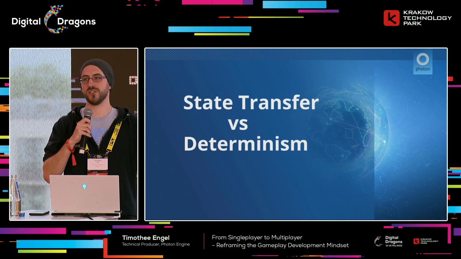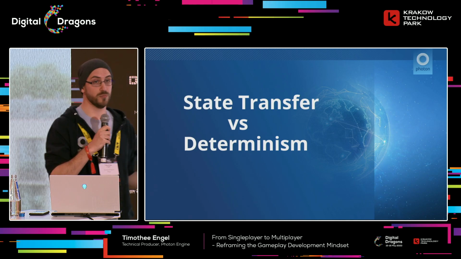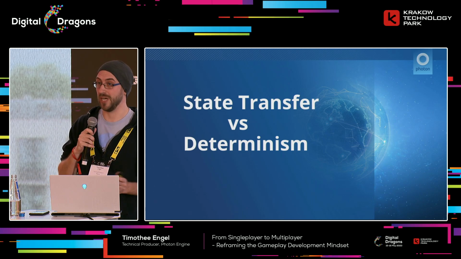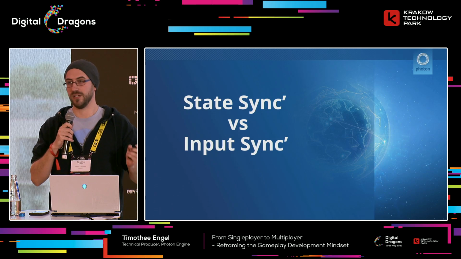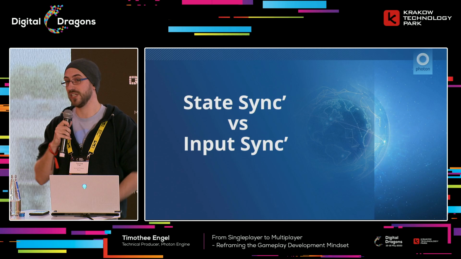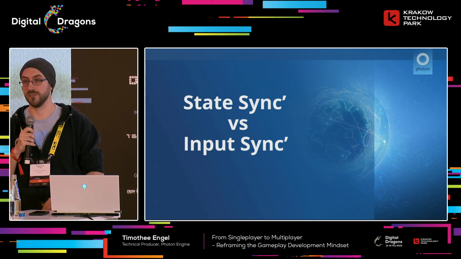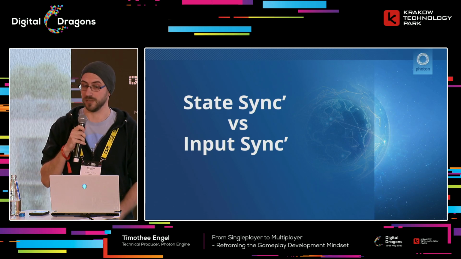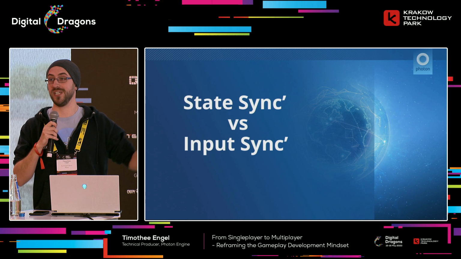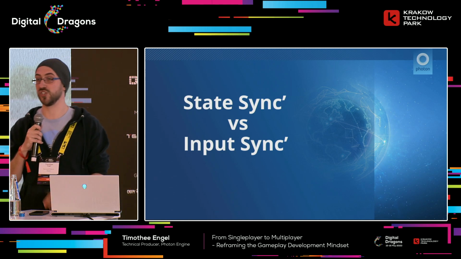But these words don't really mean much to people that are new to the multiplayer space. So let me translate that to something that might be a bit more palatable. State transfer is essentially a technology that allows you to synchronize the actual gameplay state of your game, of the different objects, the different actors, what have you. Whereas determinism is actually about input synchronization. So all the simulation is local and the only thing that is being exchanged is inputs.